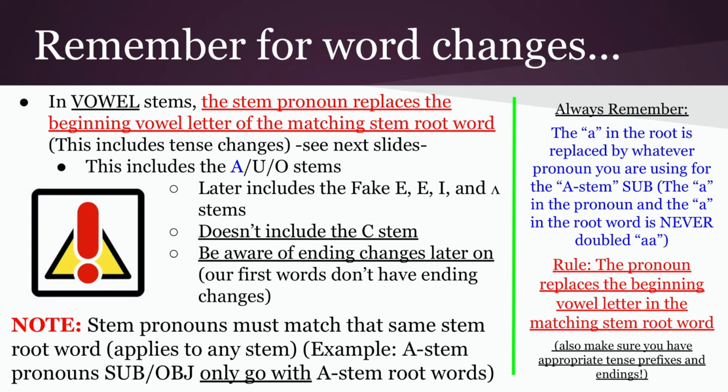So today we're going over the A stem, but in later videos we'll go over sample verb changes for the other stems as well. So also, it's important to note that stem pronouns must match the same stem root verb or root word. This applies to any stem. So, for example, A stem pronouns, subjective or objective, only go with A stem root words. You cannot use C stem pronouns on an A stem root word. It has to match A stem pronouns with A stem verbs. Okay? So let's move on and get into the conjugations.